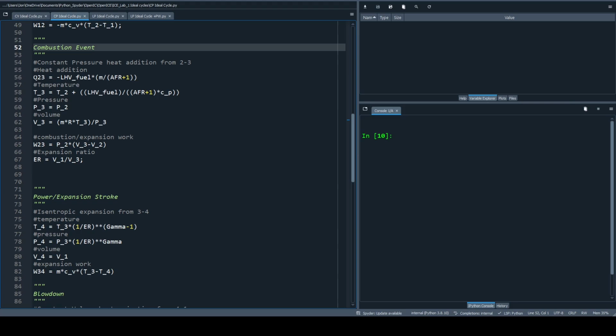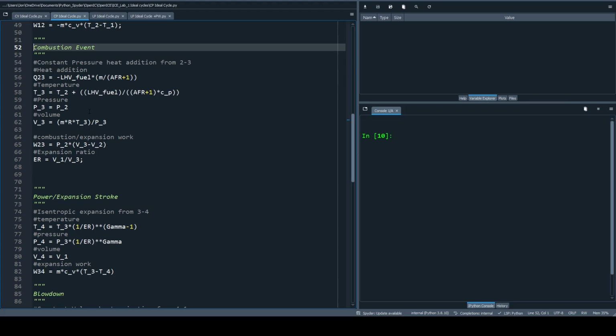So, as before, we find the heat added based on the fuel mass, the mass of fuel air charge, all that. Then we find our temperature rise to 3. This time we're keeping pressure constant. This is the constant pressure cycle. And then we calculate our volume using a rearranged ideal gas law. Work is calculated just as before.